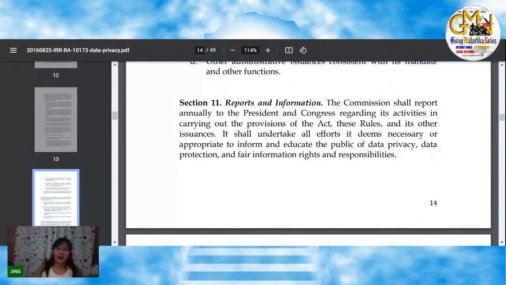Section 11. Reports and information. The Commission shall report annually to the President and Congress regarding its activities in carrying out the provisions of the Act, these rules, and its other issuances. It shall undertake all efforts it deems necessary or appropriate to inform and educate the public of data privacy, data protection, and fair information rights and responsibilities.